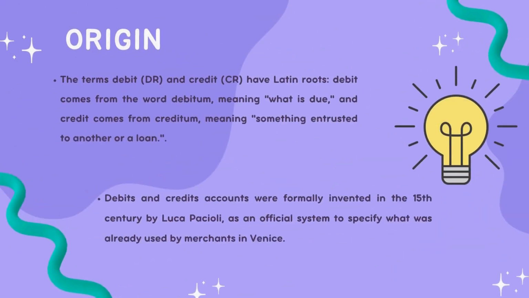The origin of debit and credit. The terms debit and credit have Latin roots. Debit comes from the word debitum, meaning what is due, and credit comes from the word creditum, meaning something entrusted to another or a loan. Debits and credits were formally invented in the 15th century by Luca Pacioli as an official system to specify what was already used by merchants in Venice.